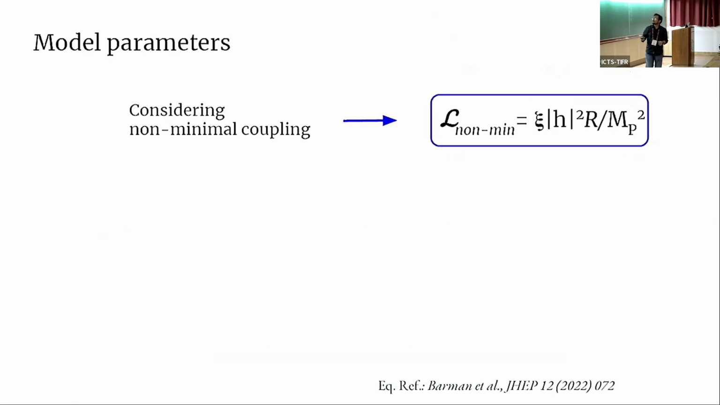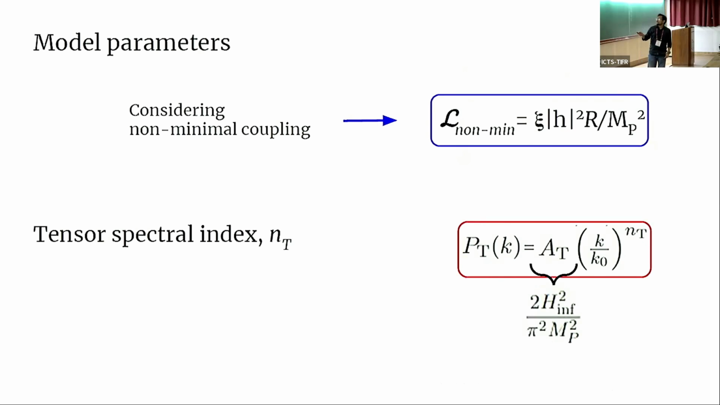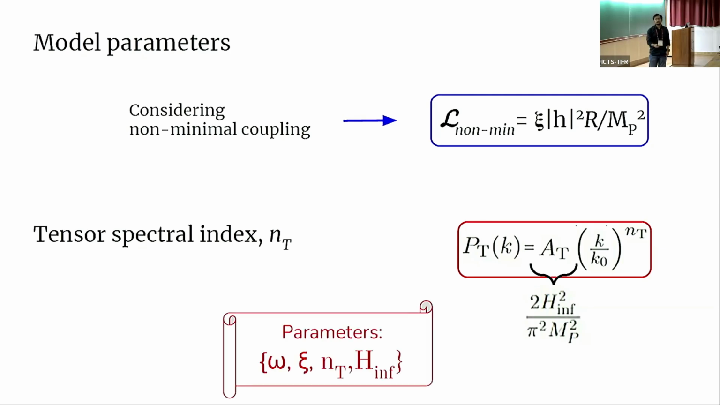Additionally, we have considered a non-minimal coupling between gravity and some standard model sector, and xi is the non-minimal coupling parameter. On top of that, we have considered the tensor spectral index as a free parameter, and the scale of the inflation. So basically, in our hands, we have 4 parameters: the equation of state, the non-minimal coupling parameter, the tensor spectral index, and the scale of the inflation. So let's check what the signatures are in the primordial gravitational background.